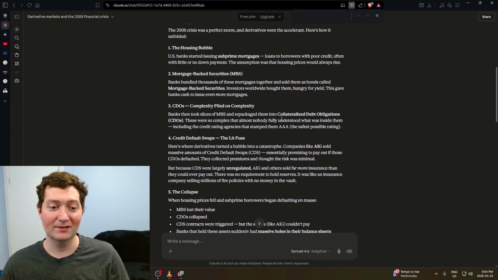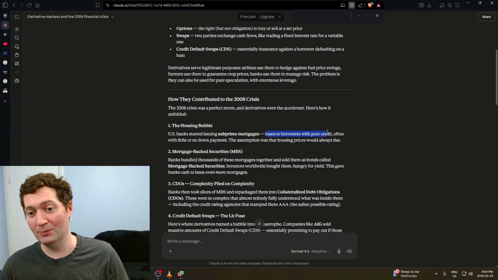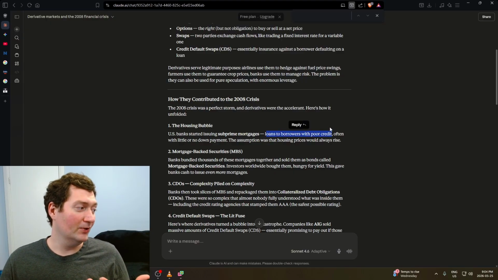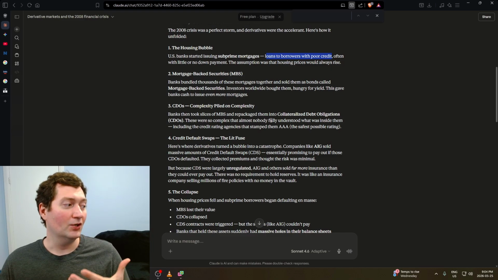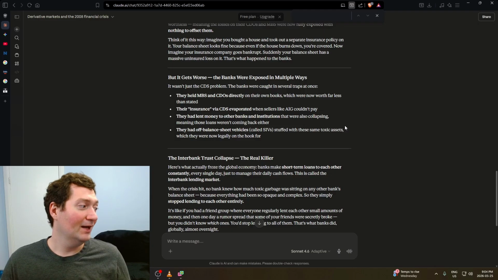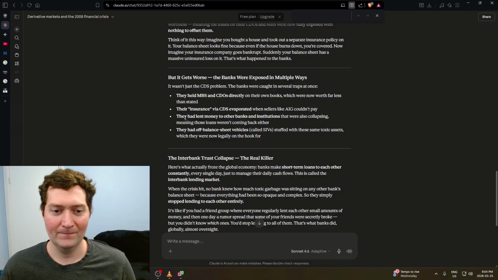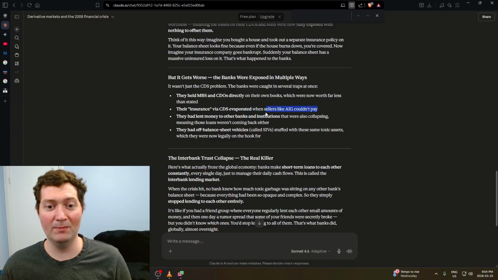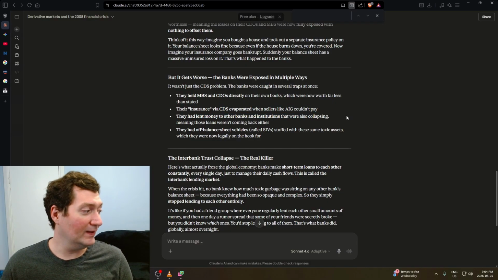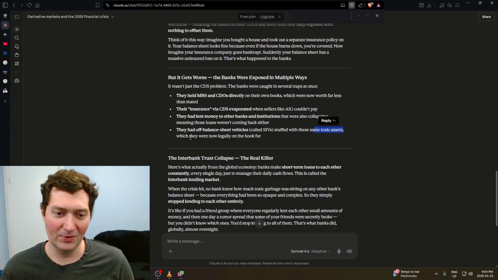Because in the end, this is all built off of loans to borrowers with poor credit. Like, you build a monetary system off this, you're gonna have problems. But they were making so much money they didn't care, right? And they had lent to other banks and institutions which were also doing the same thing. They had off-balance sheet vehicles stuffed with these semi-toxic assets, which they were now legally on the hook for.